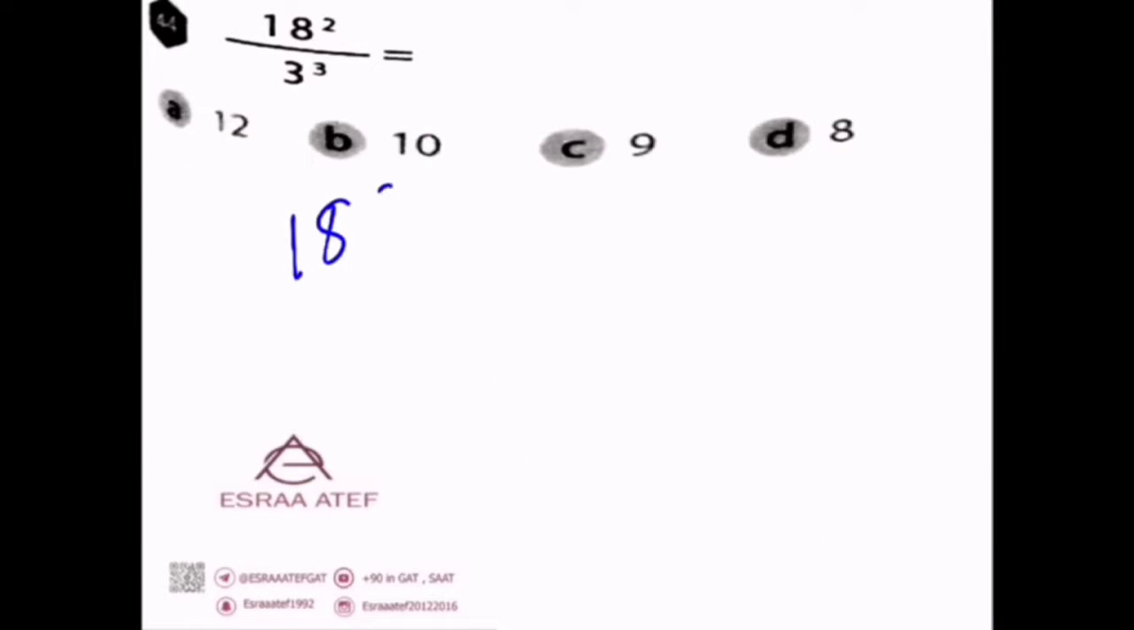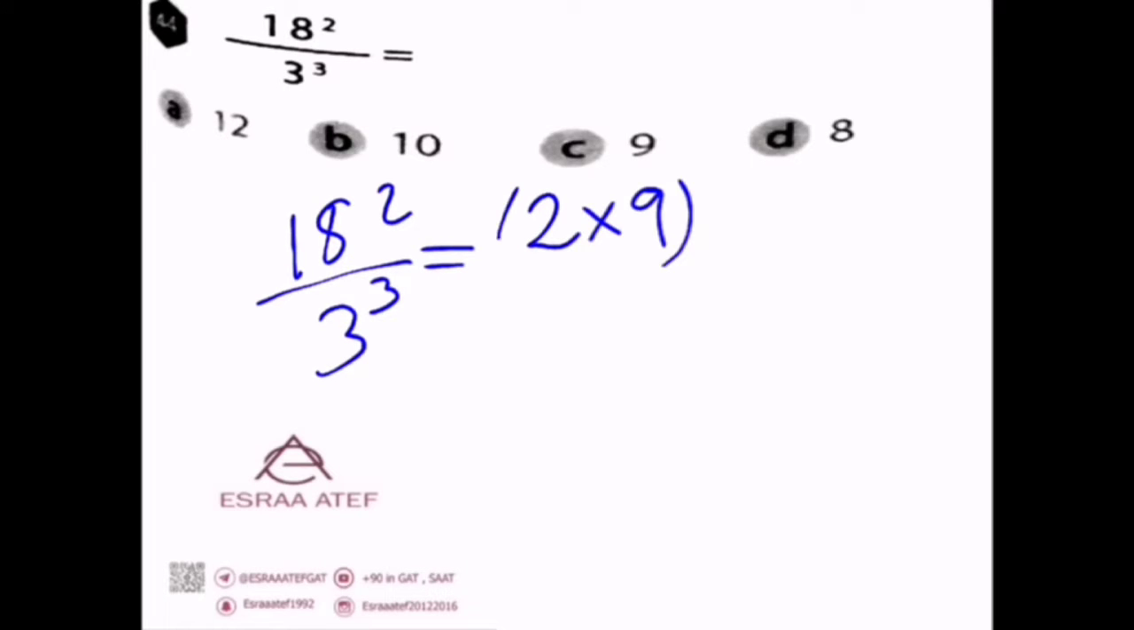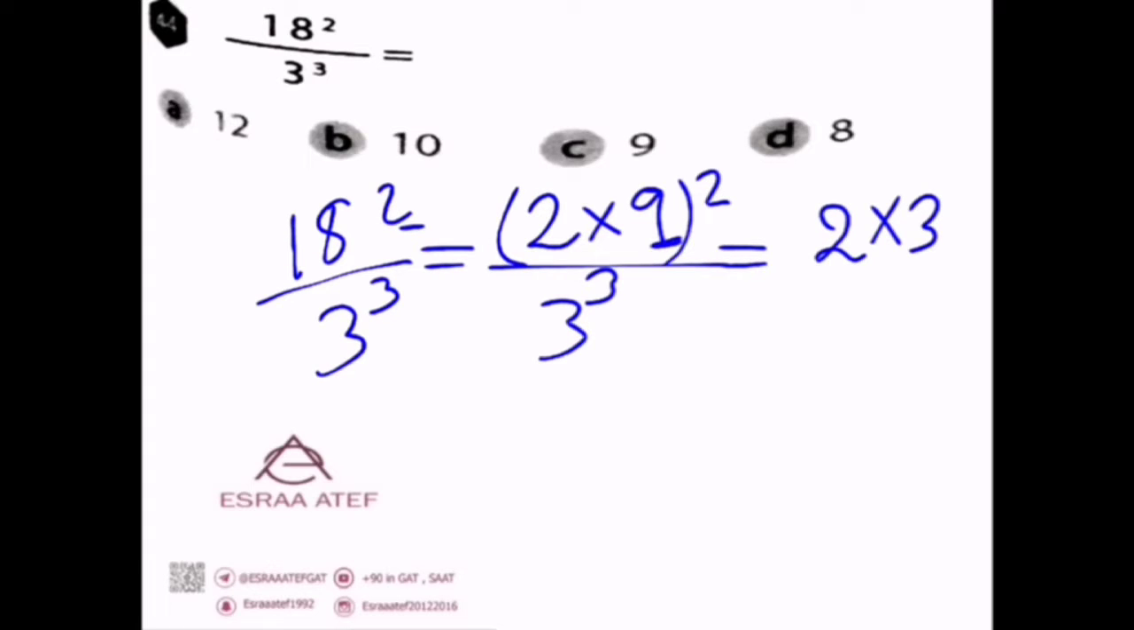Next one, we have 18 power by 2 over 3 power by 3. How can we solve it? We will try to simplify it. 18 means 2 times 9, and they are squared because it's squared. And at the bottom we have 3 power by 3. We can break it again: 9 is 3 squared, power by 2, and at the bottom we have 3 power by 3.